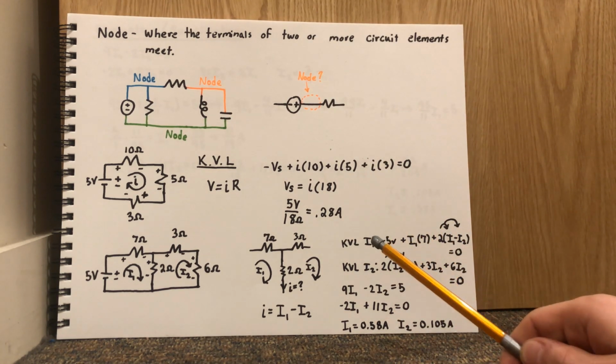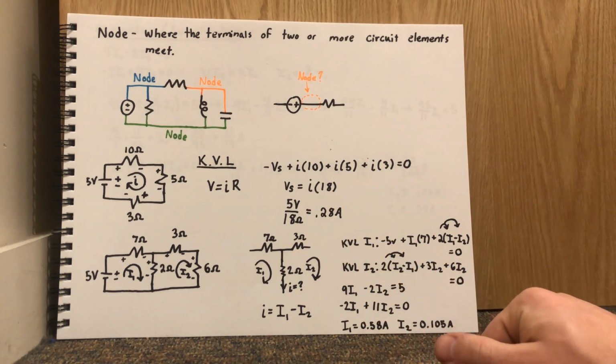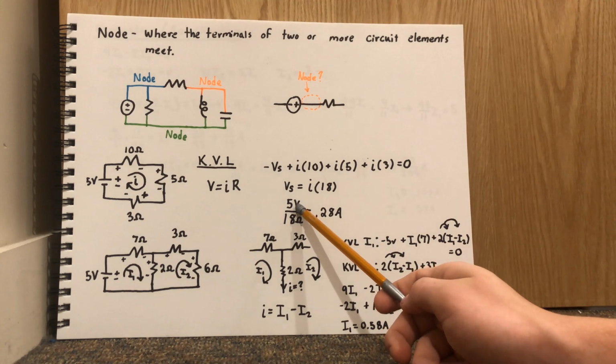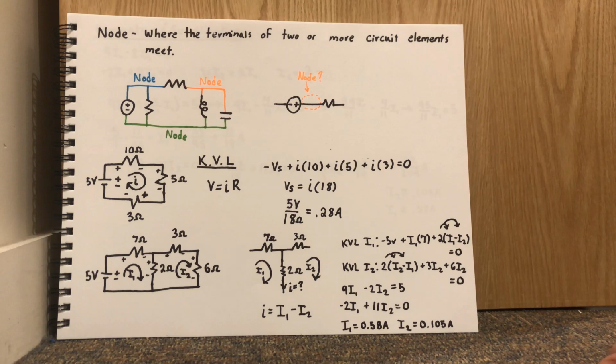And then if we combine all of our like terms here, we'll see that our voltage source is equal to I18. So our voltage source divided by 18 ohms is equal to 0.28 amps.